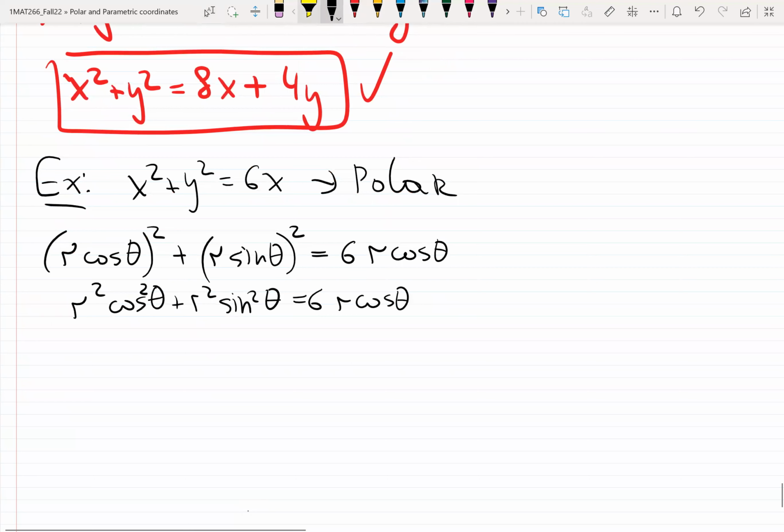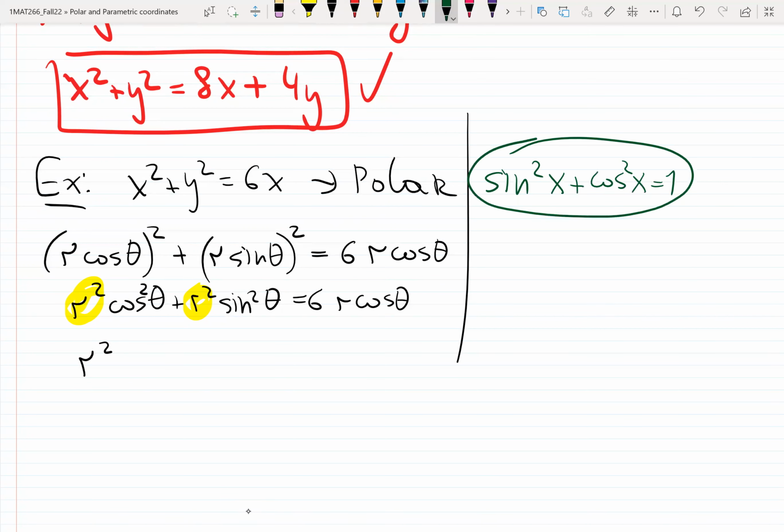How to simplify that? You factor out this beautiful r squared, then you will have r squared times (cosine squared plus sine squared), but cosine squared plus sine squared is 1. Sine squared x plus cosine squared x is 1, regardless of what that x is, it just has to be the same. So theta or 2x or 7.5x, that's a property of trigonometric functions. If the angle is the same, cosine squared plus sine squared gives you 1.